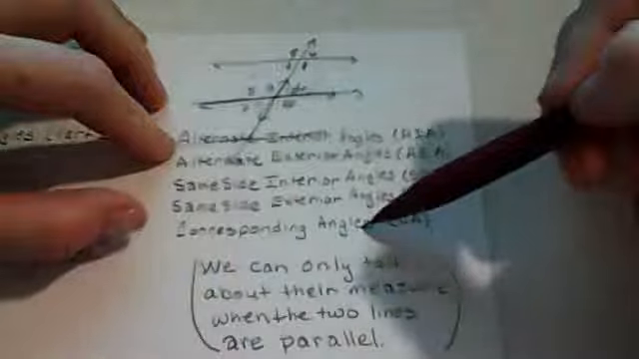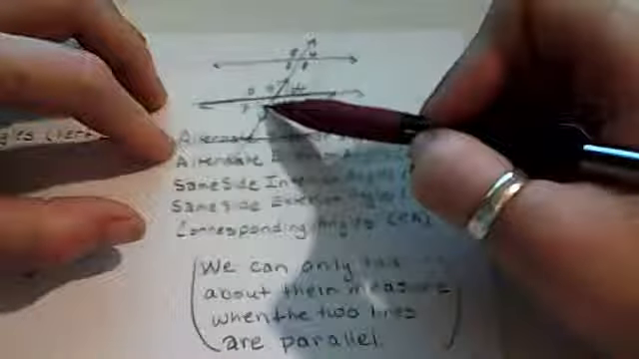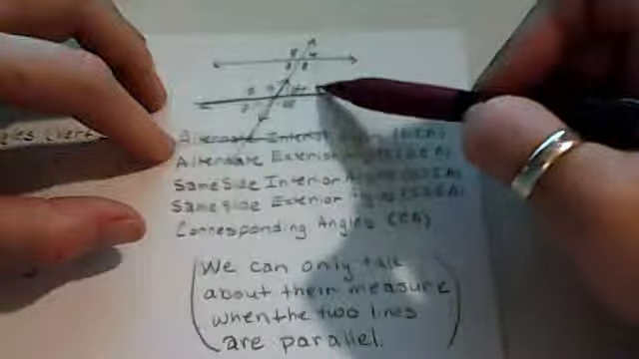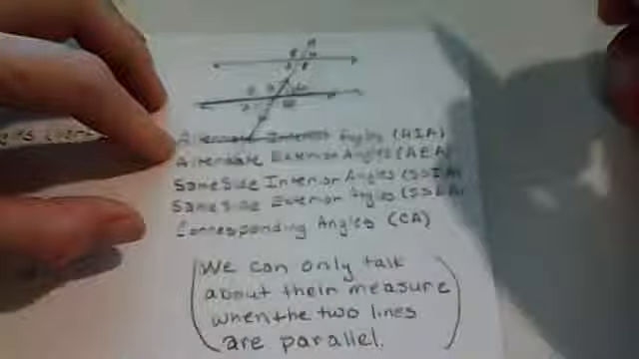So my corresponding angles are angle 5 and angle 9 are corresponding angles. Angle 7 and angle 11 are corresponding angles. Angle 10 and angle 6 are corresponding angles. And angle 12 and angle 8 are corresponding angles.